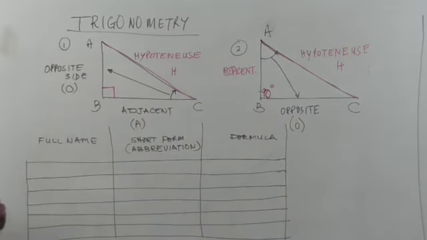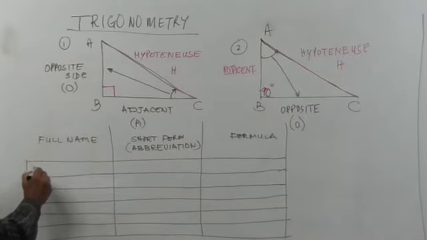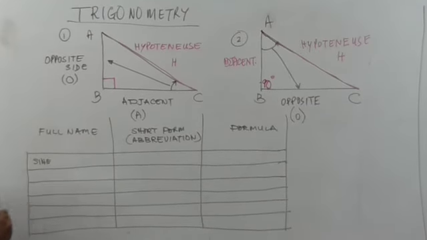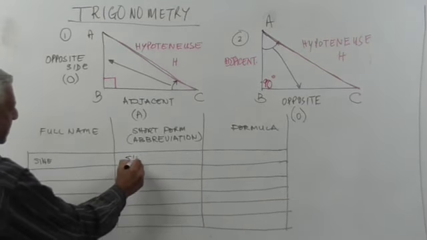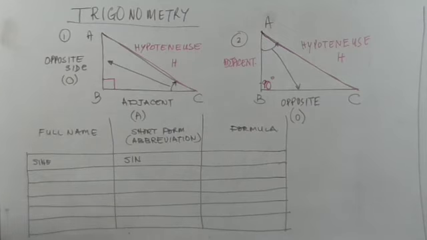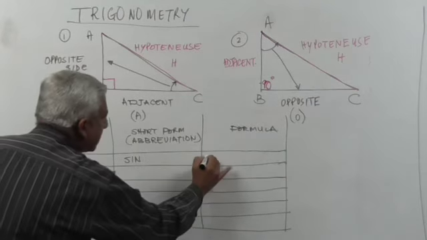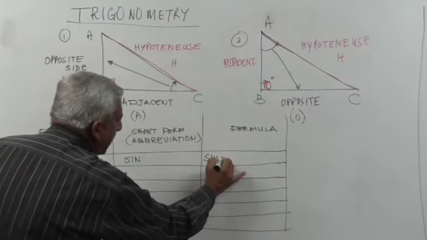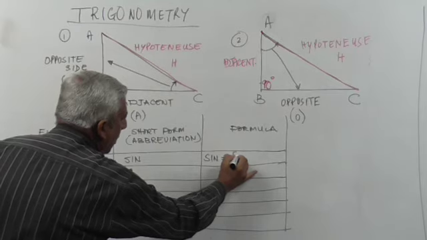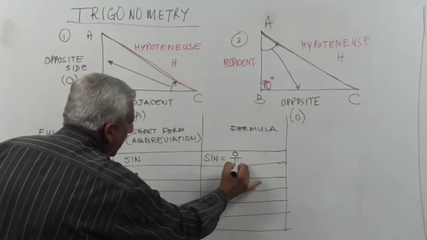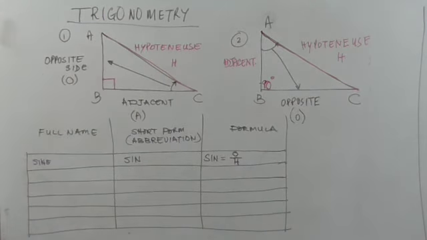The first one we learn is called sine, S-I-N-E. The abbreviation is sin. And the formula: sine is equal to opposite over hypotenuse, O over H.